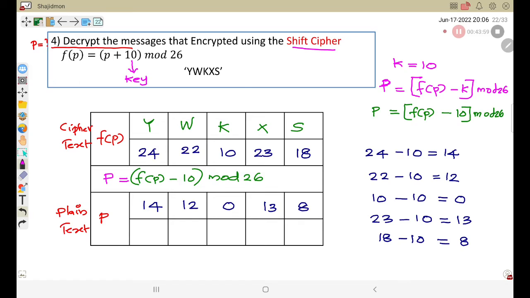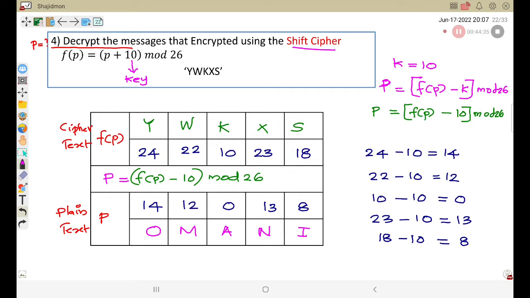Now we can change the numbers into letters. 14 means O. 12 means M. 0 means A. 13 means N. 8 means I. Omani. Okay. So Omani, that is the decryption part using shift cipher. I hope you understood shift cipher, how to do the encryption and decryption parts. So far we have studied two ciphers. One is the Caesar cipher and the second one is the shift cipher.